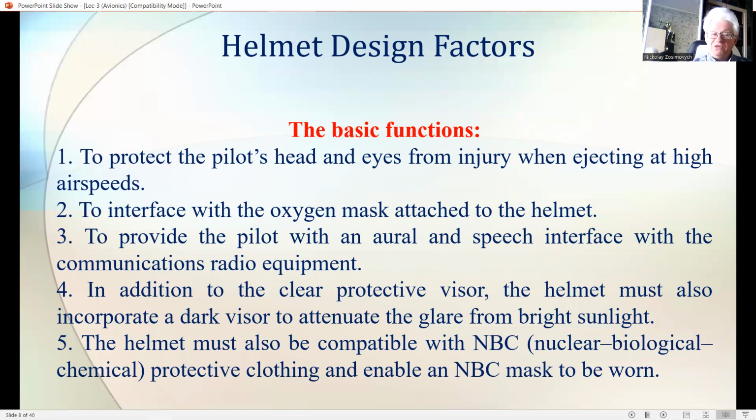Any coating on the visor, when it is used for projecting the display, must not reduce the target acquisition range, that is, the distance at which the target can first be seen.